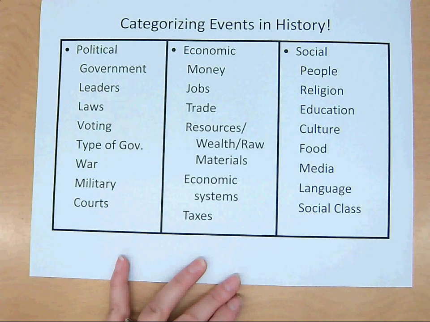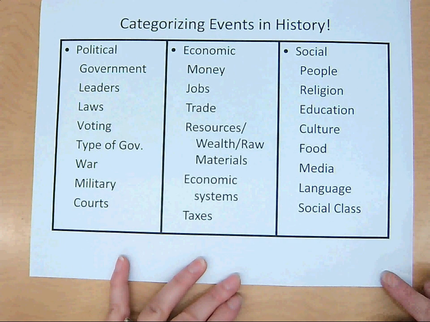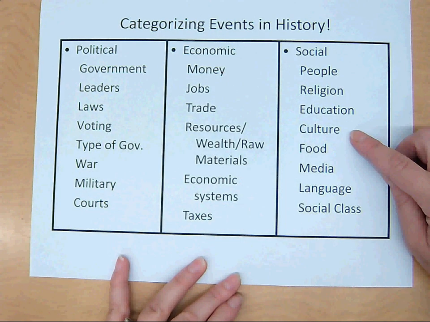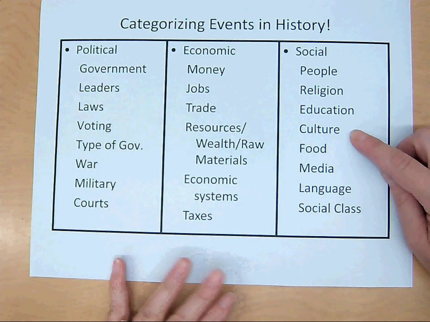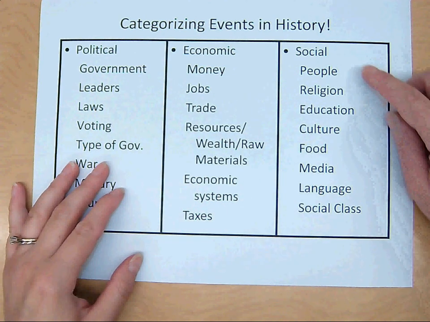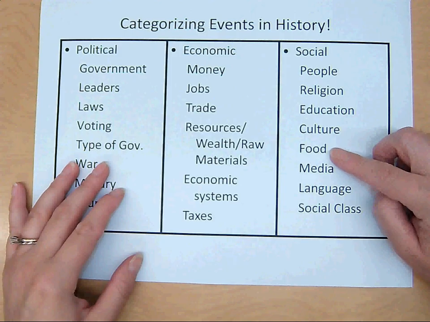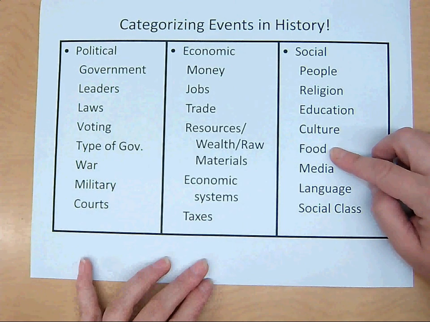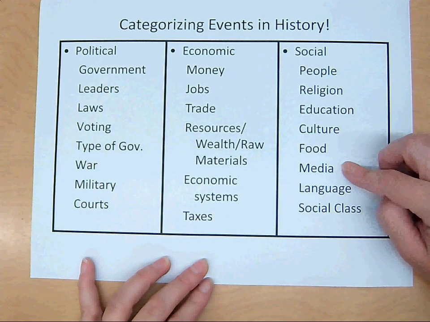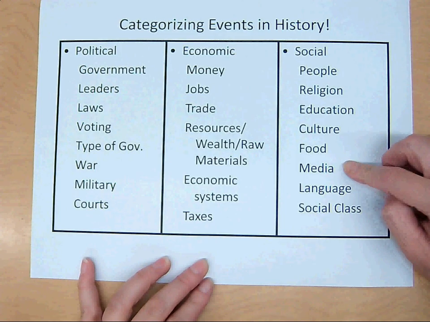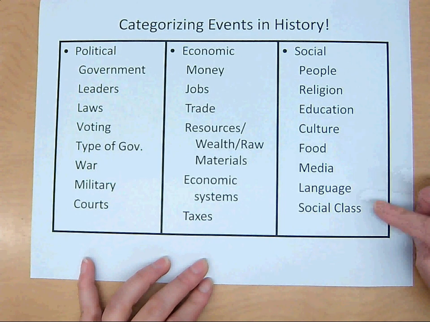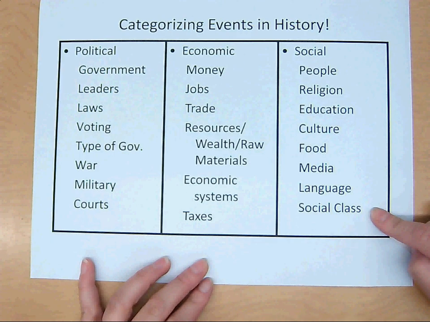The social category covers things having to do with people, specifically their culture and how they organize themselves. So you can talk about religion, education, the foods or music or other aspects of culture, the media that is used in the society, the language that is spoken there, and also how the society organizes itself into social classes.